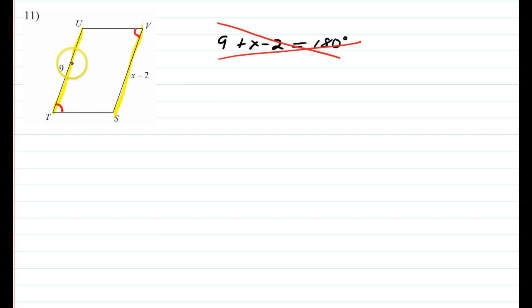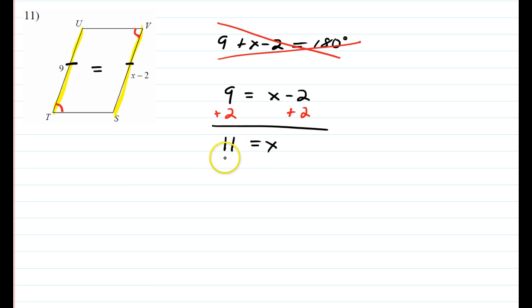All right, so here we know we've talked about opposite sides are equal, and so all we're going to do is say 9 is equal to x minus 2. So x is equal to 11.